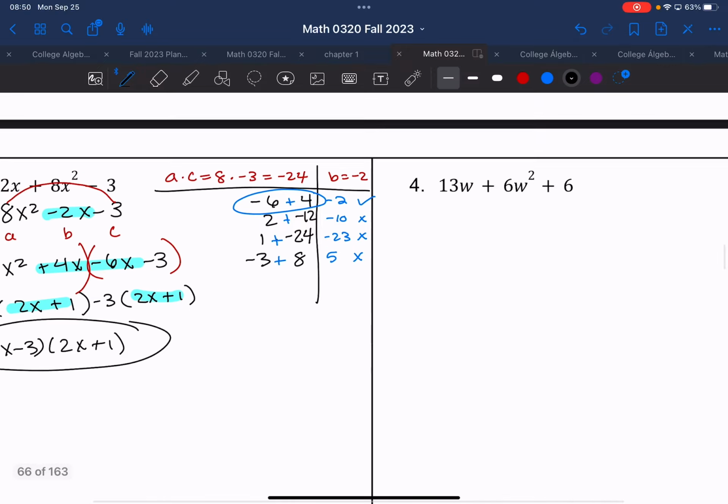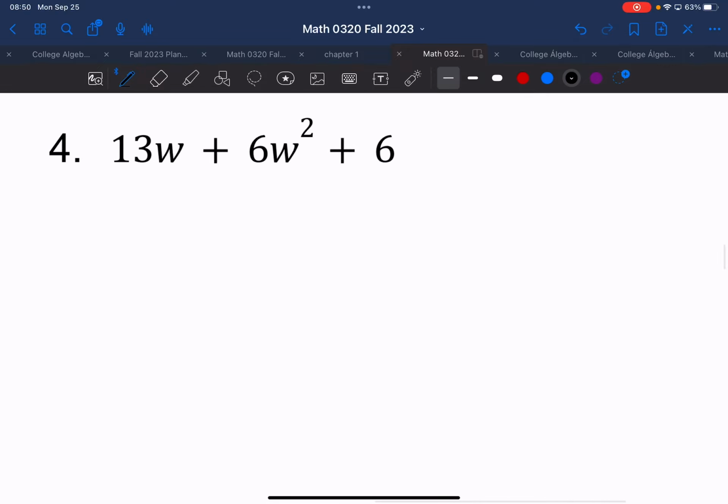Okay, let's look at number 4. Is this in the correct order? No, so let's write it in the correct order. So 6w squared plus 13w plus 6.